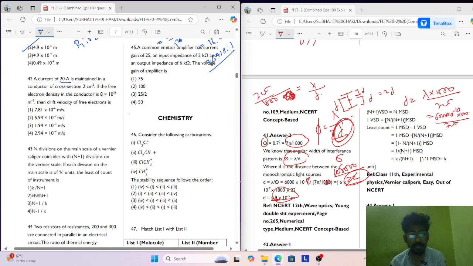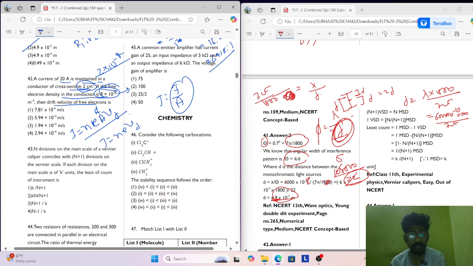A current of 20 ampere is maintained in a conductor of this cross section. If the free electron density of the conductor is this, find the drift velocity. I equals to NeAVd. A you can calculate from this cross section, 2 into 10 to the power minus 4, right? Electron density is there. J equals to I by A. So from this you can say J equals to NeVd, right? So Vd will be equal to J by Ne.